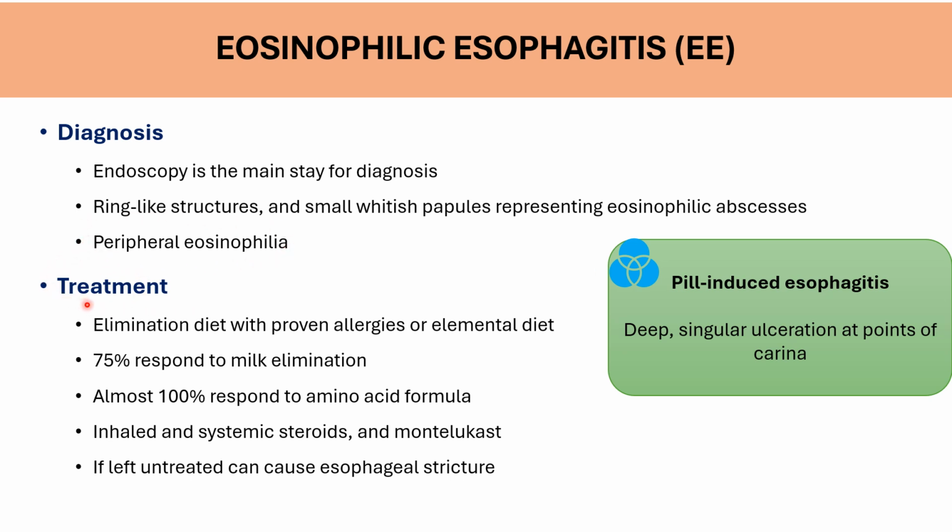Treatment of eosinophilic esophagitis or EoE: elimination diet with proven allergies, or provide elemental diet. 75% respond to milk elimination. Almost 100% respond to amino acid formula, especially in infants and young children. For older children and adolescents, the mainstay of treatment is inhaled and systemic steroids and montelukast. If left untreated, this can cause esophageal strictures.